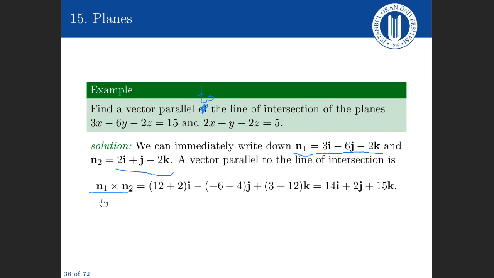We're trying to find a vector which is orthogonal to n1 and orthogonal to n2. Anytime we want to find a vector which is orthogonal to two other vectors, we can just take that cross product. I will leave this calculation for you to check. Please check that we get 14i plus 2j plus 15k.